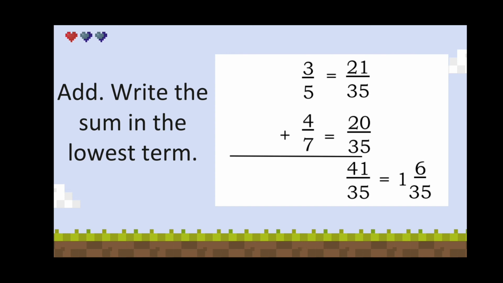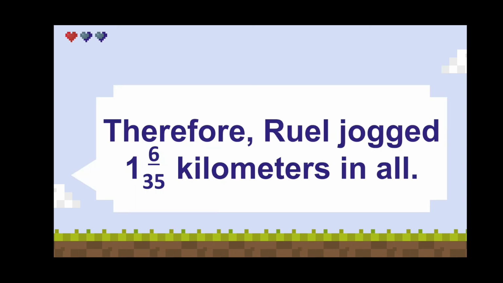So, bakit nga naging ganun? I-divide natin ang 41 by 35, which is equal to 1. So, siya yung magiging whole number. And then, kung ano ang remainder, siya yung magiging numerator. So, ang remainder kasi ay 6. Kaya siya 6 ang numerator. And then, the denominator will be the denominator pa rin kanina, which is 35. That's why the final answer is 1 and 6 over 35. Okay? Therefore, Ruel jogged 1 and 6 over 35 kilometers in all.